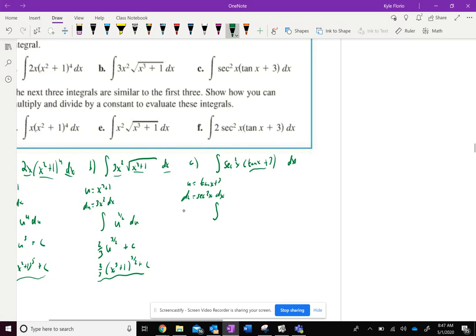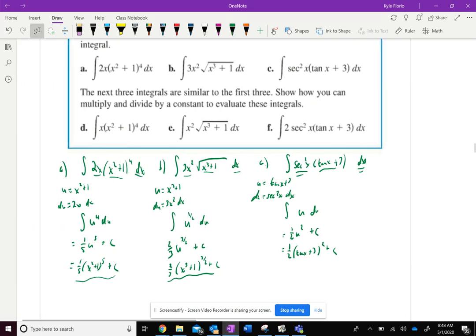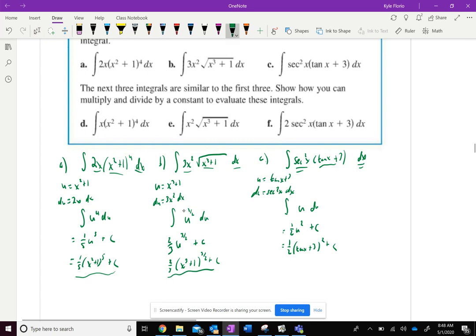So that's my u, and that part right there is my du. And that's just going to be 1/2 u to the second plus c, which is 1/2 (tangent x plus 3) to the second. All right, so for those ones the du's were just right there. The 2x dx was right there. The 3x squared dx was right there. The secant squared dx was right there.